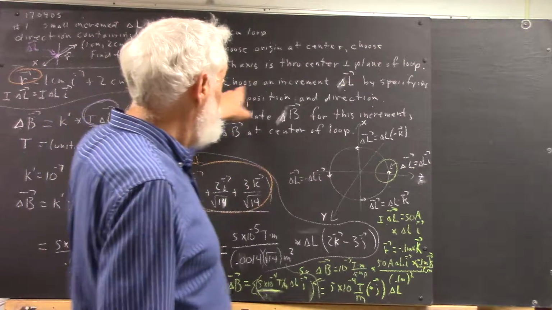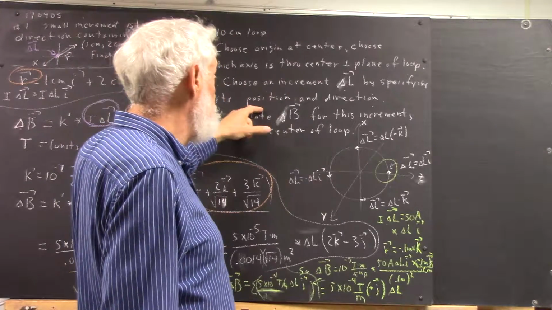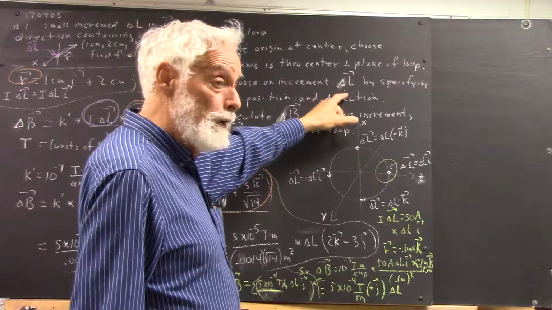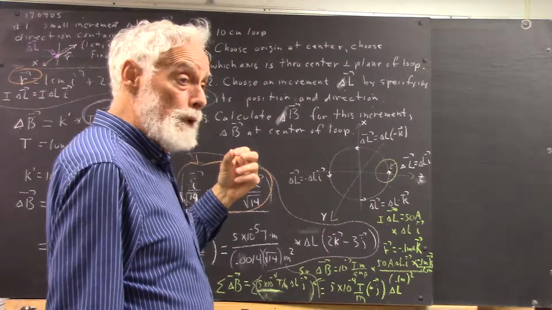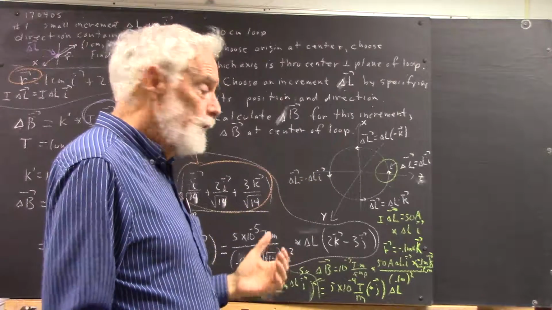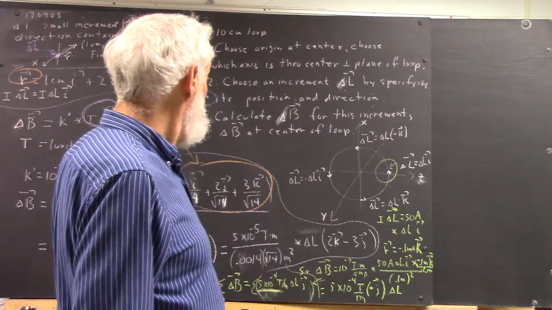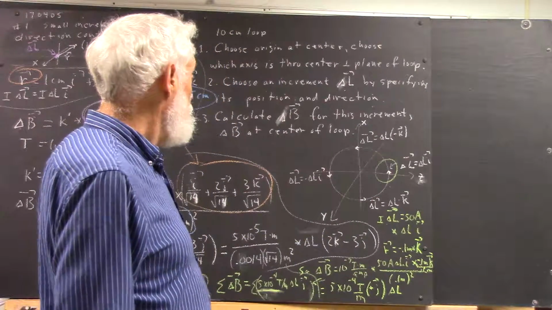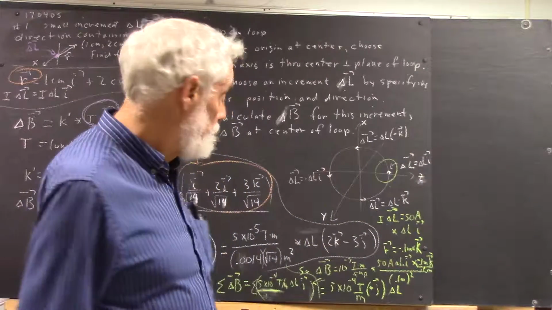Okay, then I said choose an increment delta L by specifying its position and direction. Now we're going to keep the delta L as the magnitude of the increment, but you have to choose an increment somewhere on your loop and specify its direction and its position. Where is it on the loop, and what therefore is its direction?